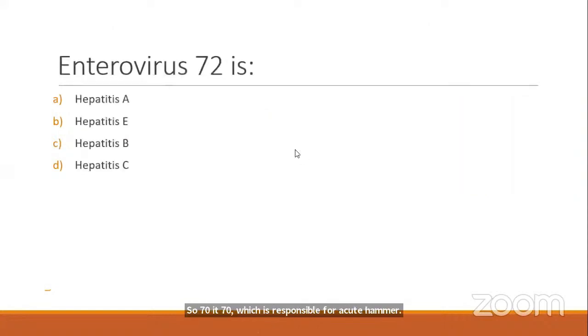Now, what is enterovirus 72 being reclassified as? Yes, it is actually hepatitis A. Hepatitis A and E, both of them are fecal-orally transmitted viruses and they are non-enveloped viruses. So we cannot make use of soap and water for easy disinfection.